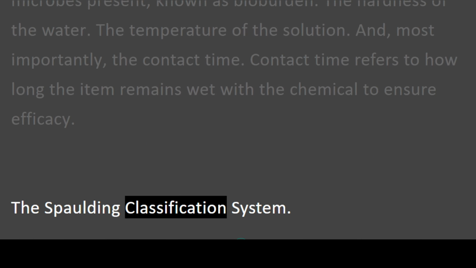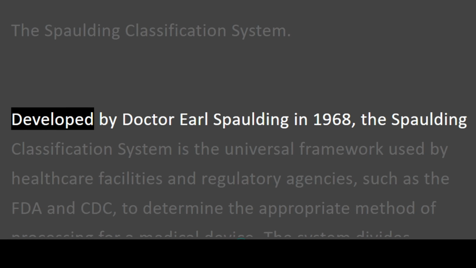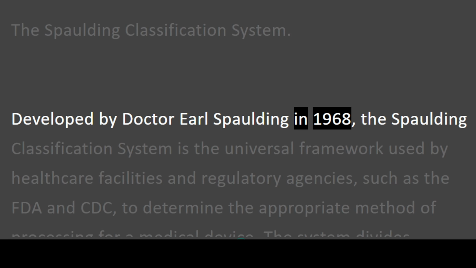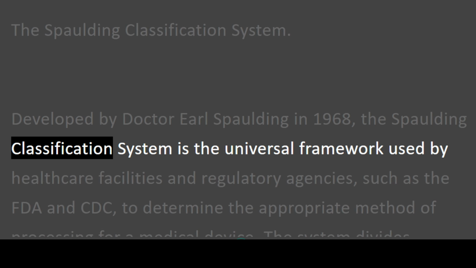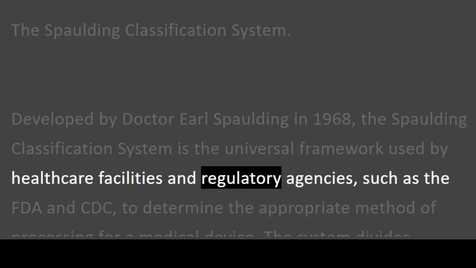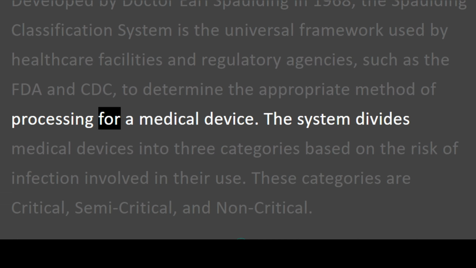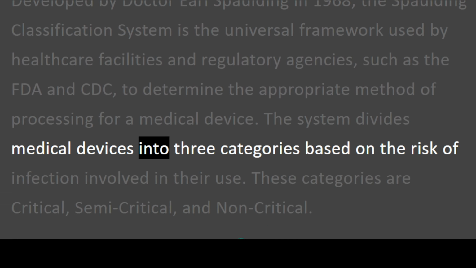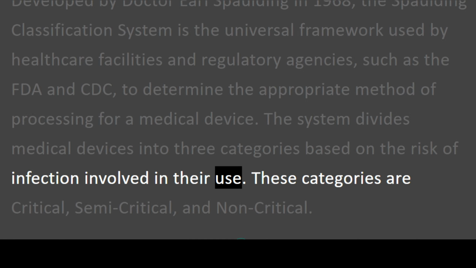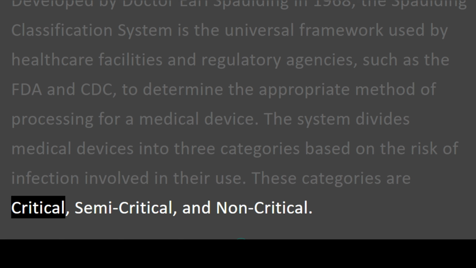The Spaulding classification system. Developed by Dr. Earl Spaulding in 1968, the Spaulding classification system is the universal framework used by healthcare facilities and regulatory agencies, such as the FDA and CDC, to determine the appropriate method of processing for a medical device. The system divides medical devices into 3 categories based on the risk of infection involved in their use. These categories are critical, semi-critical, and non-critical.